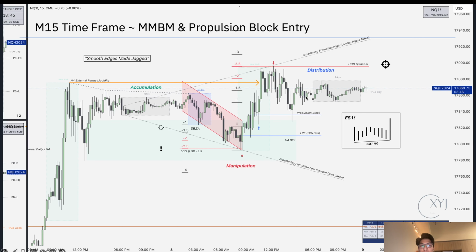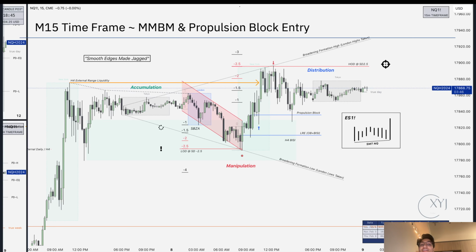A seek and destroy profile is when the London price action sweeps both the Asian highs and lows. It broadens the range of the Asian range. We can then expect that New York will do the same thing, sweeping both the London highs and the London lows, again broadening the range of the day. This is called a broadening formation or a seek and destroy type day.